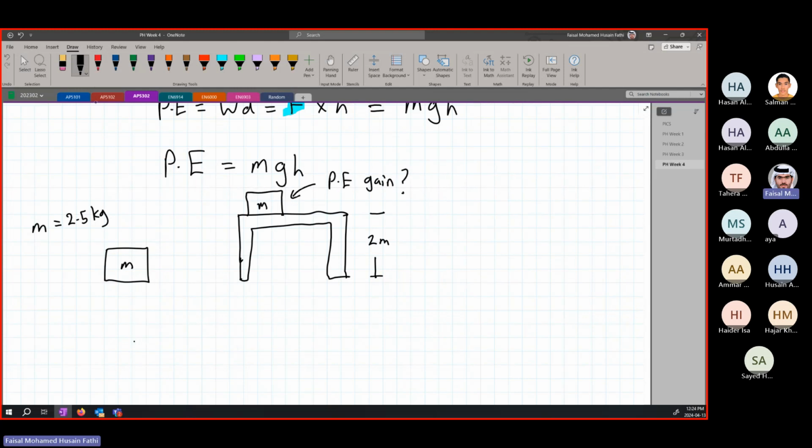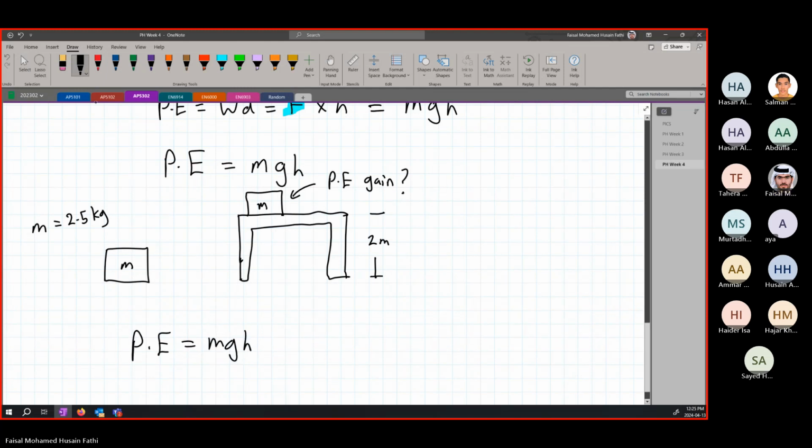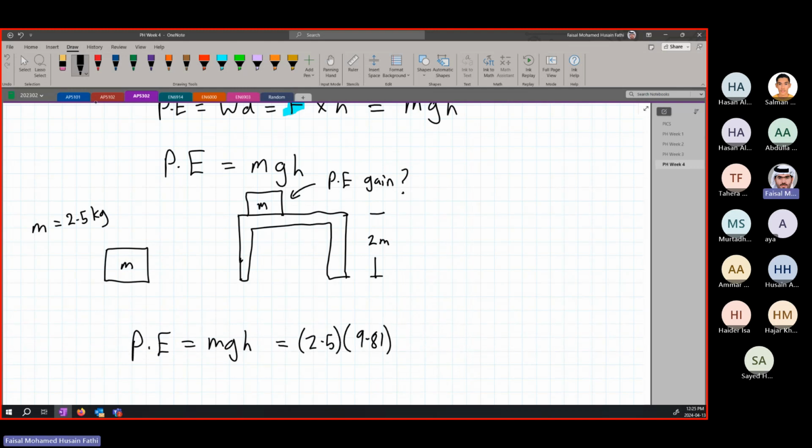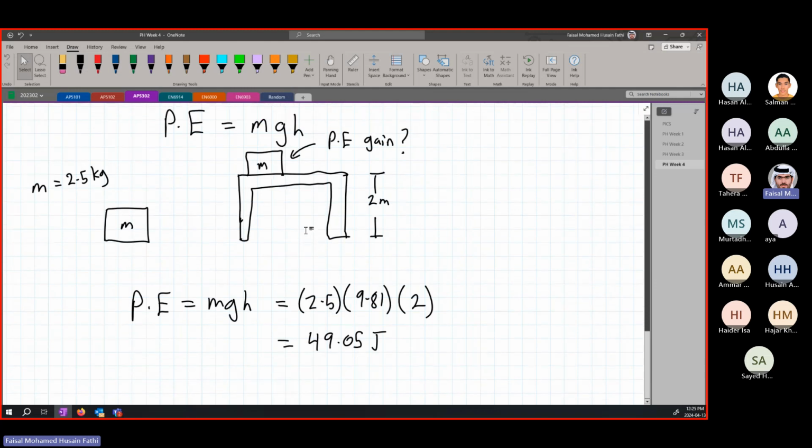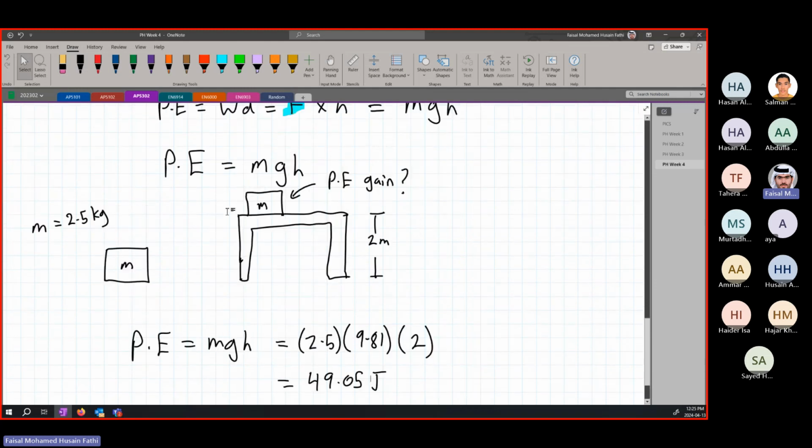How do you find that? Again, simply PE is equal to mgh. We know the mass is 2.5 kilograms. We know the gravity is 9.81, or it will be given in the question. And we know that the height is 2 meters. So simply you just multiply all of this together. So 2 times 2.5 times 9.81 is going to be 49.05 joules. Again, remember that energy and work done is always going to be in joules. Okay? So this is basically how it is for potential energy.